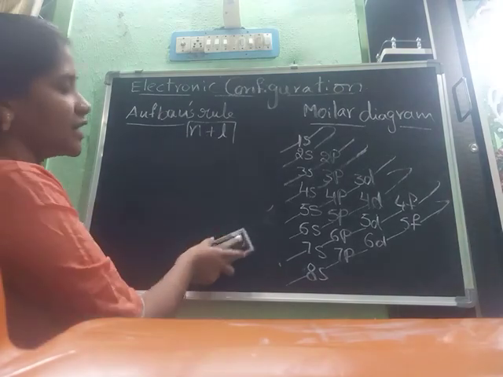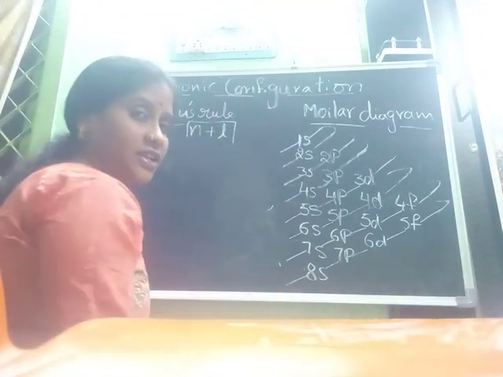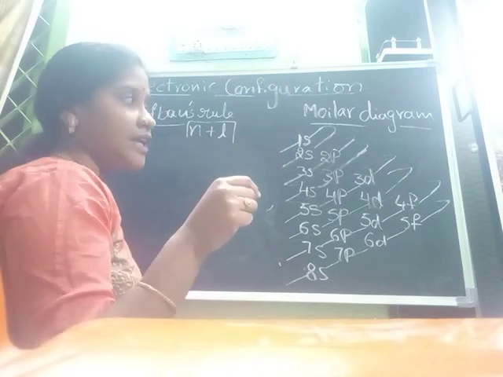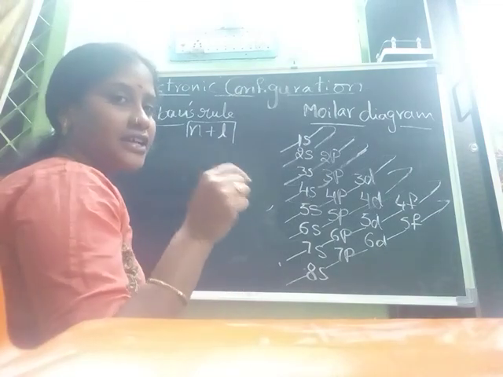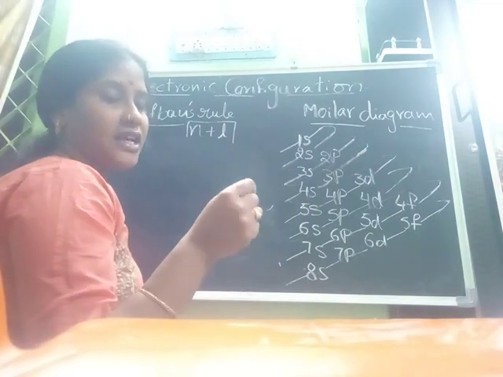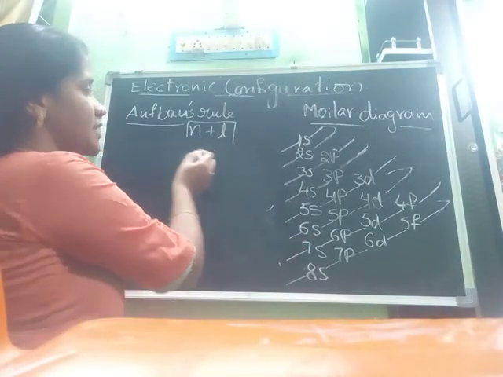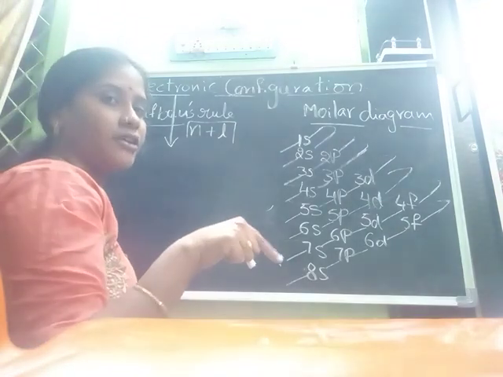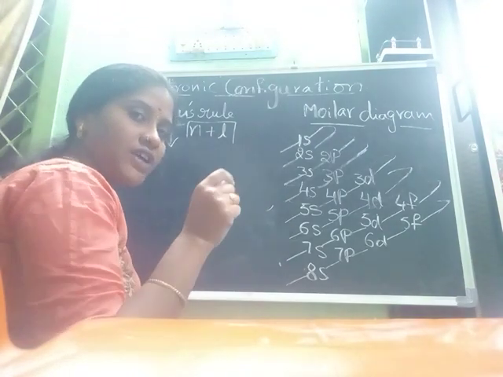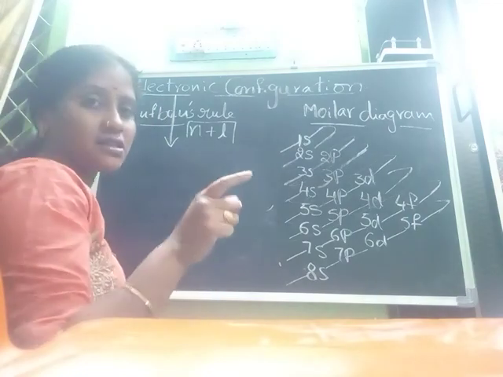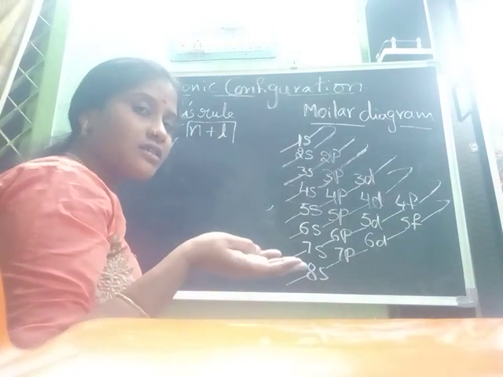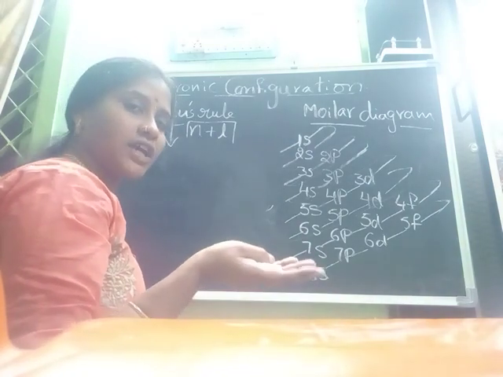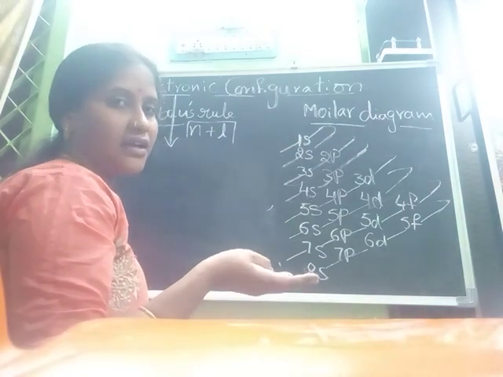Electronic configuration means arrangement of electrons in the different orbitals or different energy levels. See, in the word itself it is there: electronic configuration means we are arranging based on the electrons. How many electrons can we consider? What is the atomic number? That is equal to the number of electrons, and equal to the number of protons in the element.